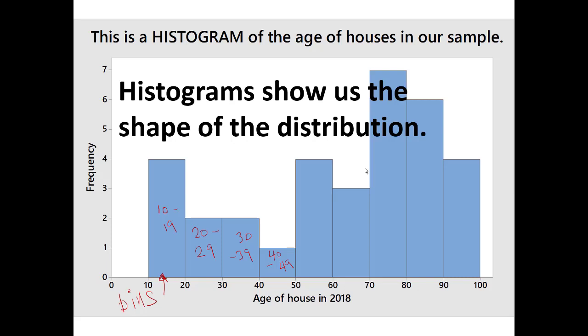Then in this bin, we have houses that are 50 to 59 years old. And we have 4 of those. In this bin, we then have 60 to 69 years. This one up here has 7 houses that were built between 70 and 79 years ago. Here we have 6 houses built between 80 and 89. And then for this one, what do we have? We have 4 houses built between 90 and 99 years ago.